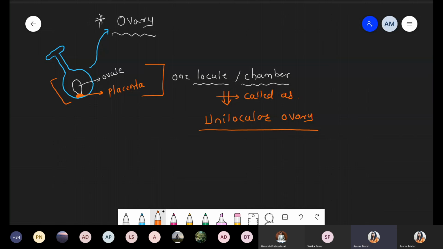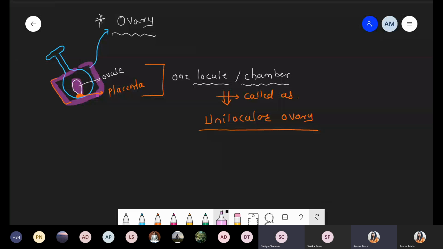Okay. So now we have to draw one chart. No, see, just check. I'm highlighting this part, below this part. Inside this ovary, how many chambers are located? Only one chamber. Can you see? Single placenta, and on the single placenta only a single ovule is present. That's why it is called one locule, one chamber. Got it?